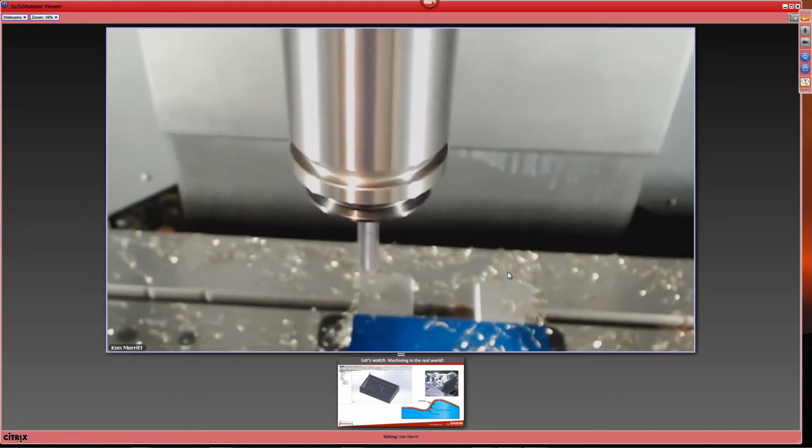Bear with me for just a moment. I'm going to reset this camera just a little bit, see if I can get rid of some of that vibration. Sure, absolutely. So go ahead and talk.